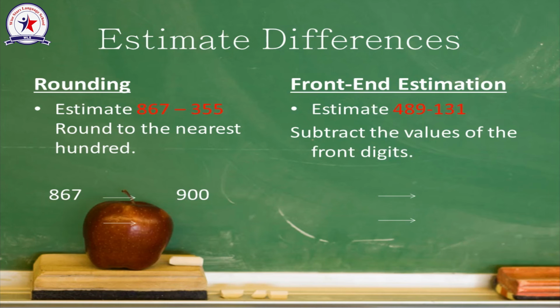Here, 867. At the first, you will put 2 zeros and look at the tens. Here we have 6 more than 5, then add 1 more here. It will be 9 minus 355. At the first with 2 zeros, look at the tens. We have 5, then add 1 more. 3 will be 4. Now 900 minus 400 will be 500. In front-end estimation, we don't consider the rule of less than 5 or more than 5.